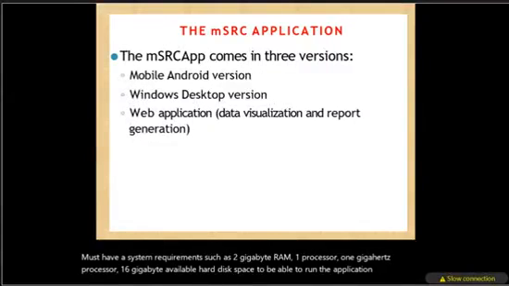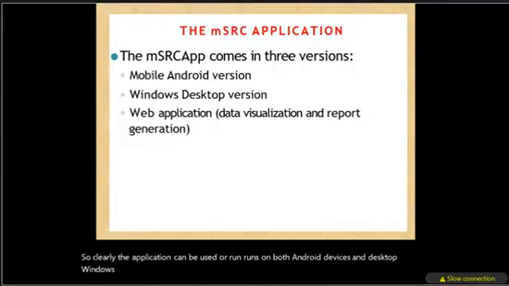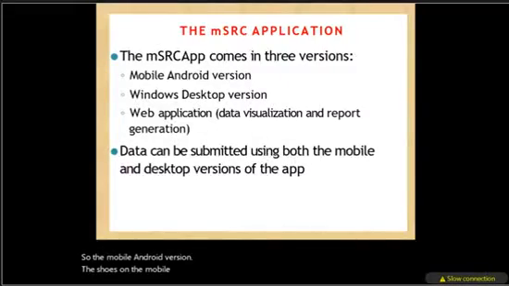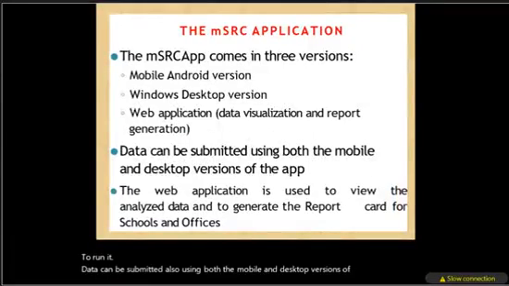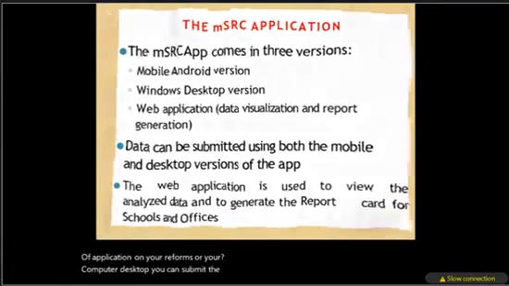The mobile school report card application comes in three versions. We have the mobile Android version, the Windows desktop version, and the web application with data visualization and report generation. The mobile Android version is used on the mobile phone. The desktop version is used on your computer. Then for the web application, you need a browser to run it. Data can be submitted using both the mobile and desktop versions of the app. Once you install the application on your phone or computer desktop, you can submit the data. On the other hand, the web application is used to view the analyzed data and to generate the report card for schools and offices.